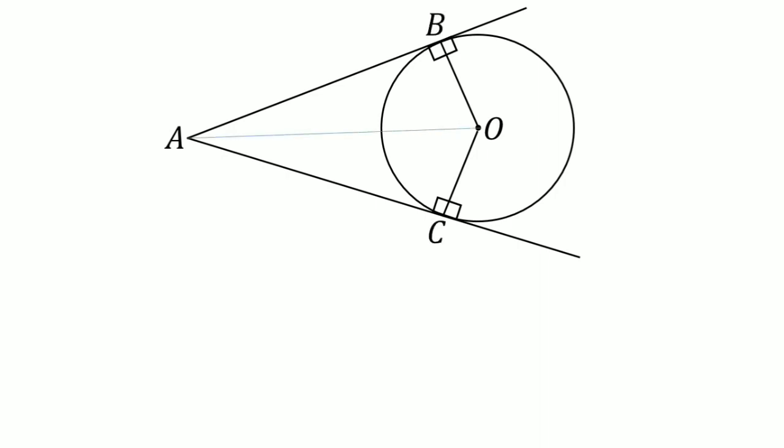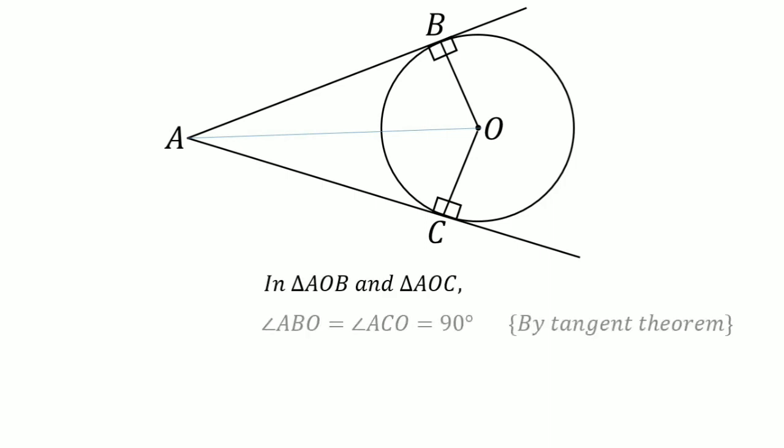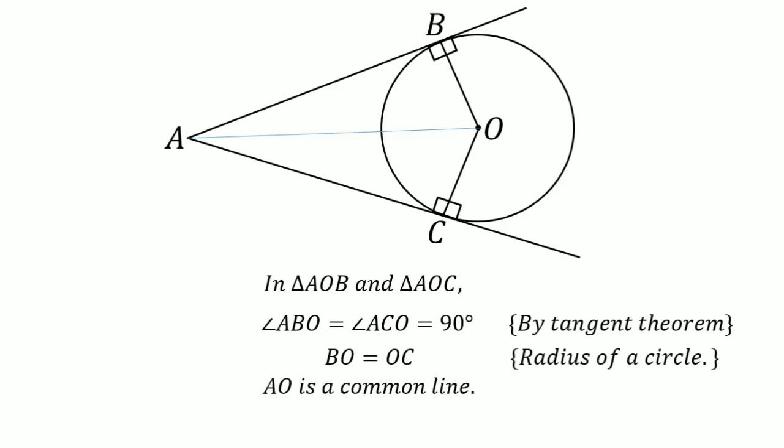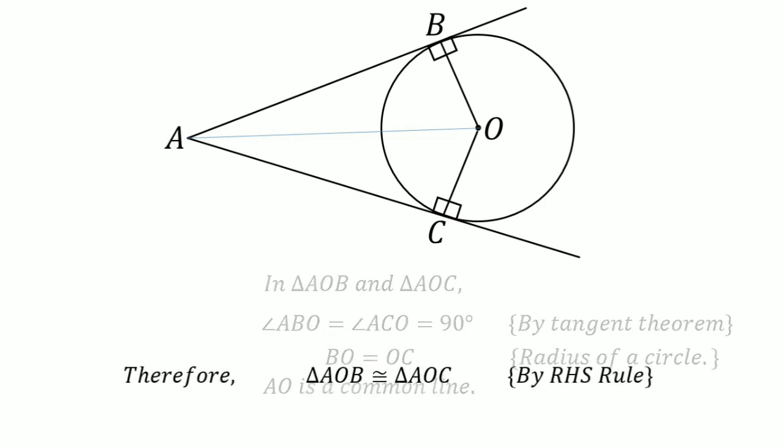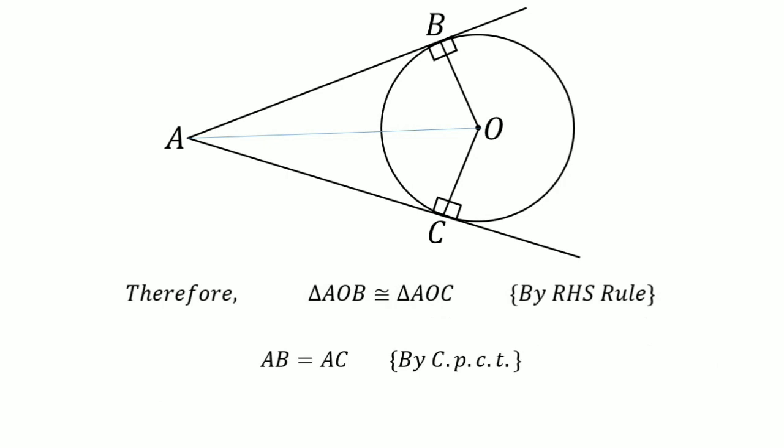So in triangle AOB and triangle AOC, angle ABO is equal to angle ACO is equal to 90 degrees by the tangent theorem, and side BO is equal to side OC, the radius of the circle, and AO is a common line. Therefore, triangle AOB is congruent to triangle AOC by the right angle hypotenuse side rule. Now, after this congruency, we can say side AB is equal to side AC due to corresponding parts of congruent triangles. It means these two lines are equal.